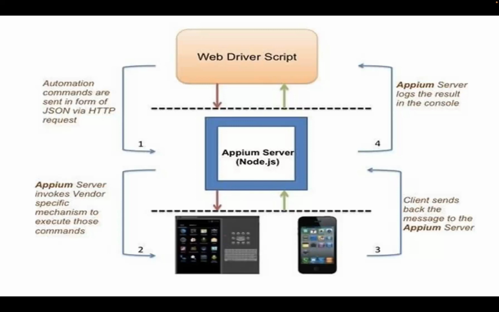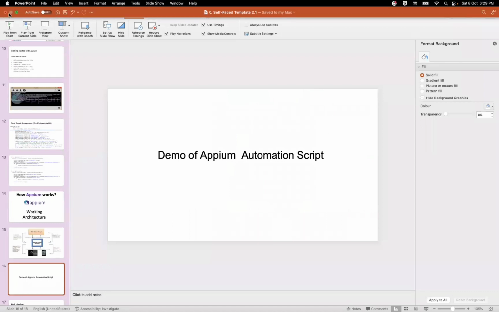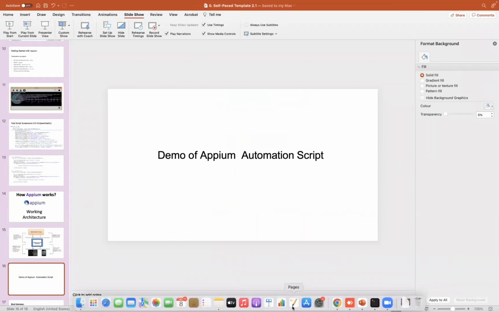You will understand this better when we do a live project. Okay, now I'll start with a demo of the Appium automation script. So we'll start automating a native app. Let me minimize this slide, and I'll go to IntelliJ.